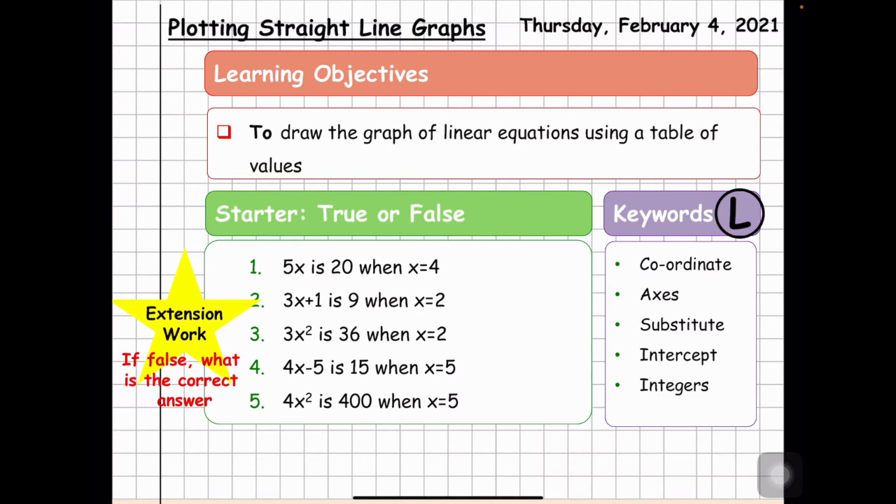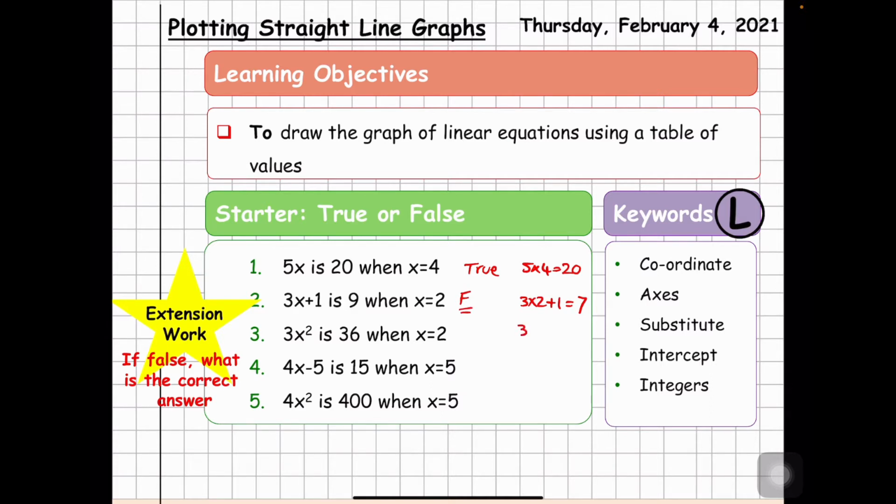Okay, so I'm going to go through the answers now. 5x is 20 when x equals 4. True, because 5 multiplied by 4 equals 20. For the next one, we have 3 multiplied by 2 plus 1, which is 7. So it is false. I'll just write the first letter.